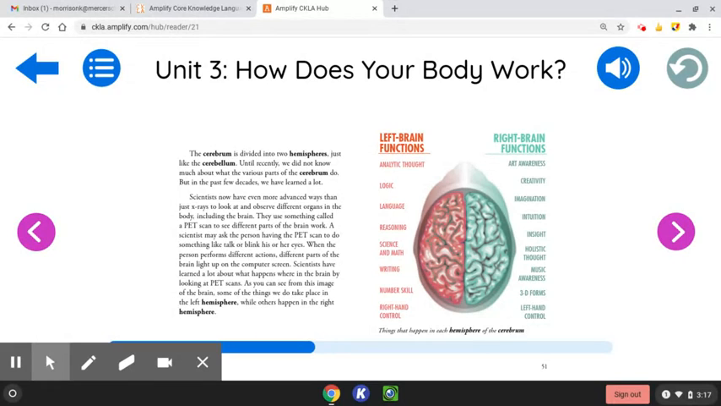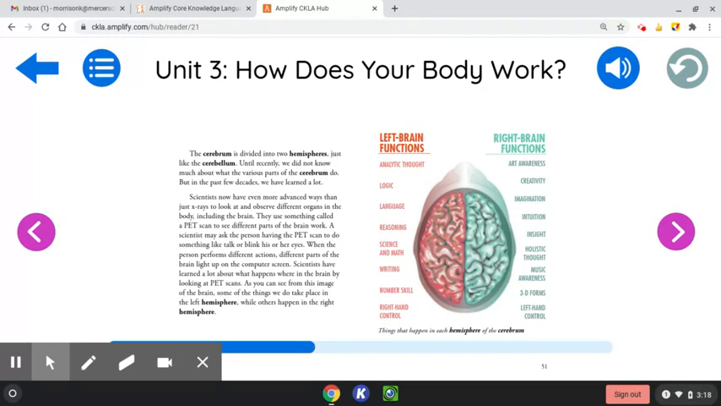Until recently, we did not know much about the various parts of the cerebrum, or what the various parts of the cerebrum do. But in the past few decades, we have learned a lot. Scientists now have even more advanced ways than just x-rays to look at and observe different organs in the body, including the brain. They use something called a PET scan to see different parts of the brain work.